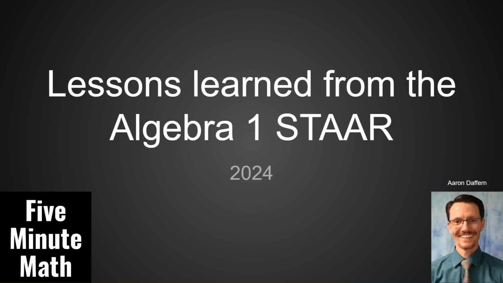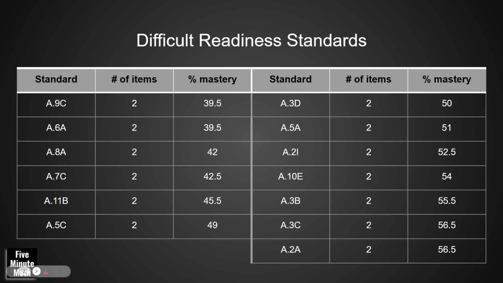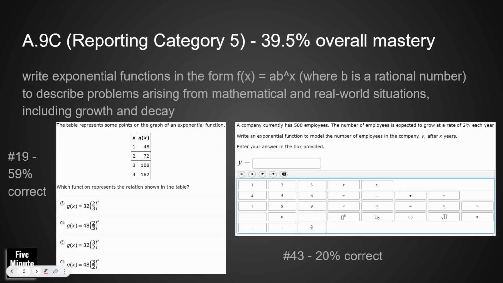Today we are looking at lessons learned from the Algebra 1 2024 STAAR EOC, and will be looking at readiness standards, those that are under 60% mastery on this most recent test, analyze each item, try to find trends, and then finally look for instructional implications. So this is a list of the readiness standards and the mastery of them using the state of Texas itemized statewide analysis report. So our very first standard here is 8.9C.